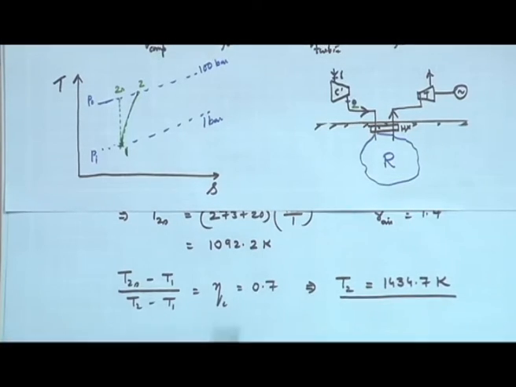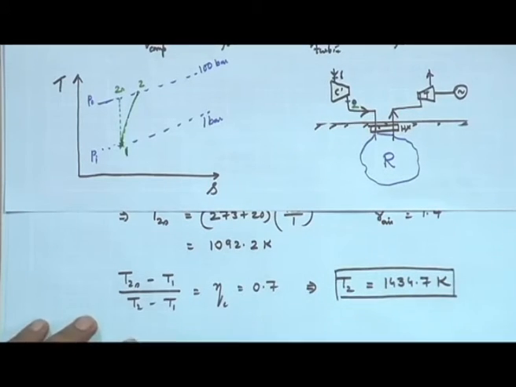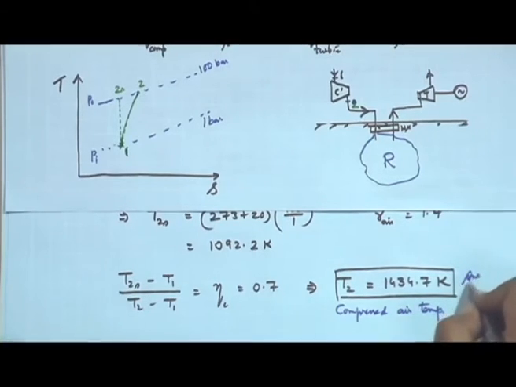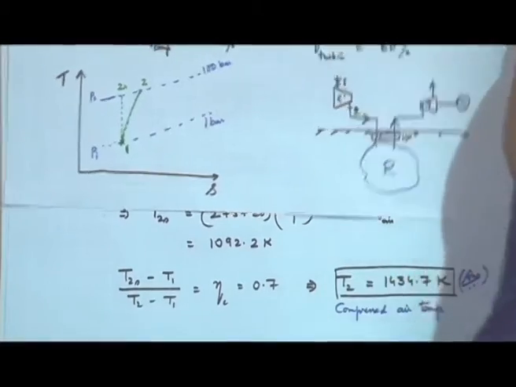All right. So, if you look at the question once again, what I have got is the second answer, compressed air temperature, and this is my compressed air temperature, right. So, let us write that down. This is my compressed air temperature. So, this is one answer. Now, I have to calculate two more things, and those are what is the air flow rate and what is the storage volume that would be required. So, how do I calculate that? Okay. I have the temperature value right now.